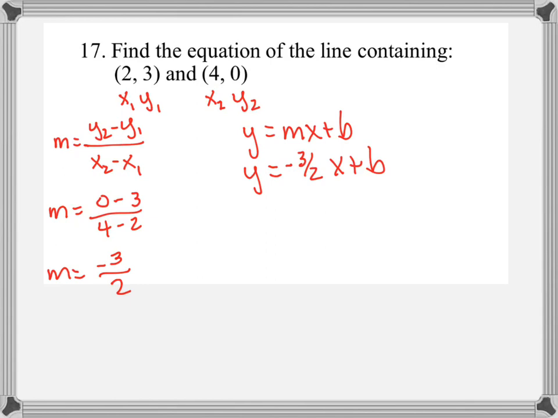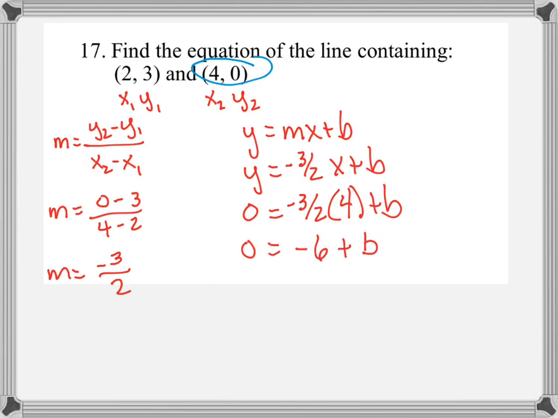You can choose either point, (2, 3) or (4, 0), and substitute those values in for x and y. I'm going to choose (4, 0), but it doesn't matter. You'll get the same answer no matter which one you choose. Substituting 0 in for y and 4 in for x, so 0 equals negative 3/2 times 4 plus b. Negative 3/2 times 4 is negative 6, so we have 0 equals negative 6 plus b. I'm sorry, I know that my 6's and my b's look very similar when I handwrite them. If I add 6 to both sides, I get b equals 6.